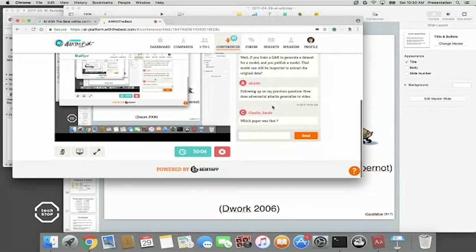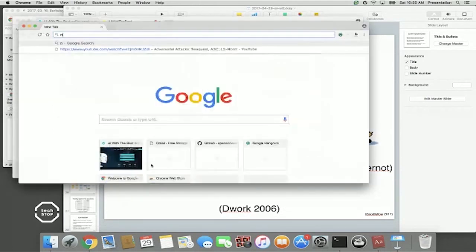Somebody said, which paper was that? I think they mean, which paper was the PATE-G algorithm in? I'll go ahead and post a link to it in the chat.